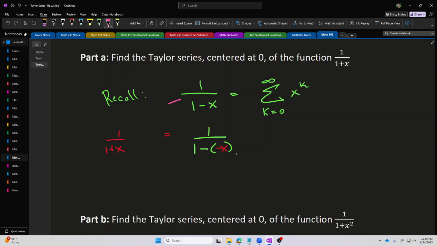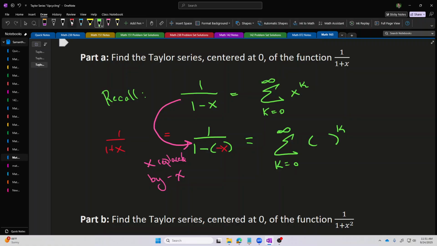The action that is happening on the left is that x has been replaced by minus x. So if I want to find the Taylor series, all I have to do is take exactly the same action on the right-hand side. In my series, instead of raising x to the power k, I'll simply raise the quantity negative x to the power k.